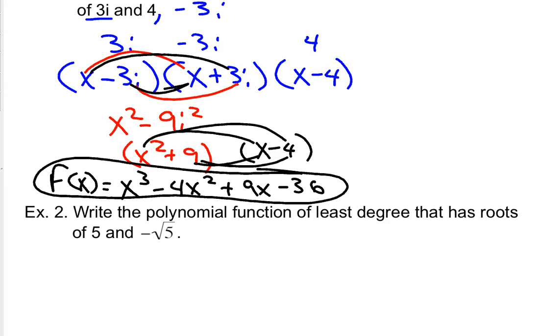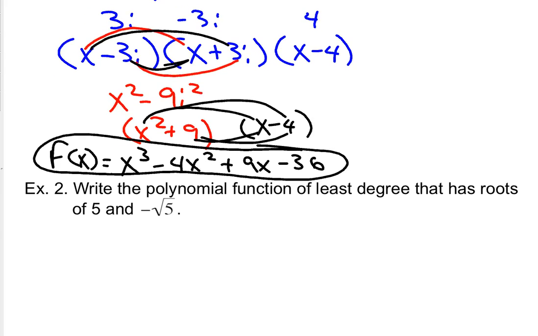There's our function of least degree that has zeros at 4 and 3i, but it would also have a 0 at negative 3i. And I hope that makes sense to you. It's to a power of 3. That tells us there's how many zeros? 3. And there they are.